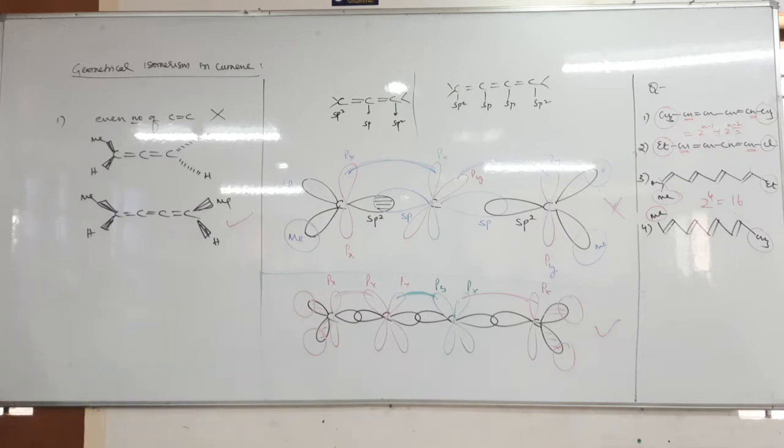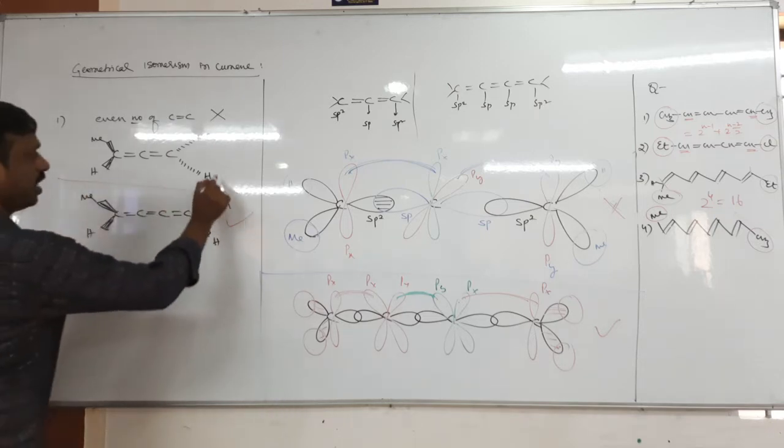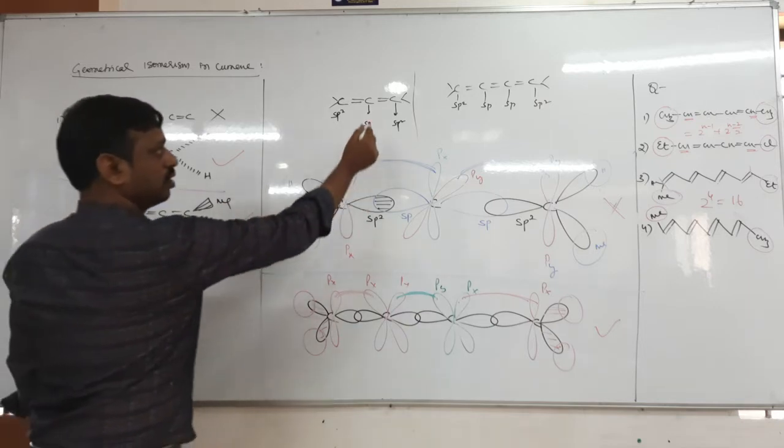because the groups on the terminal carbon atoms are present... Which plane? Same or different plane? Different plane. Present in different planes. Okay, then take this structure and this.